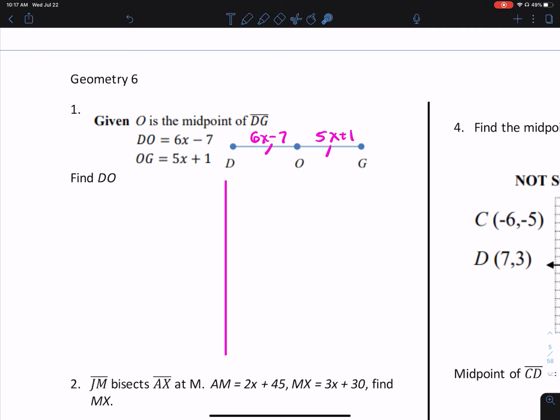Now, according to the definition of midpoint, which says if M is the midpoint of segment PQ, in this case, if O is the midpoint of segment DG, then O is the point between D and G such that DO is equal to OG. We're looking for an equation. We have it. DO is equal to OG.